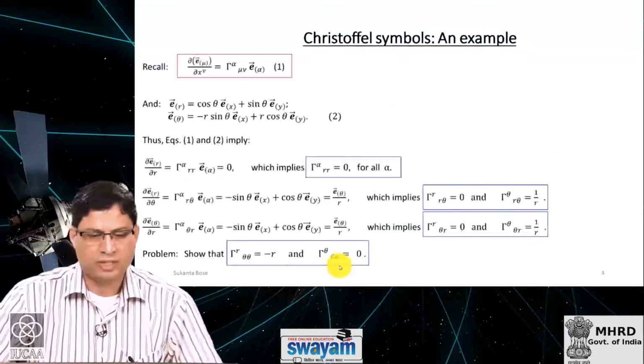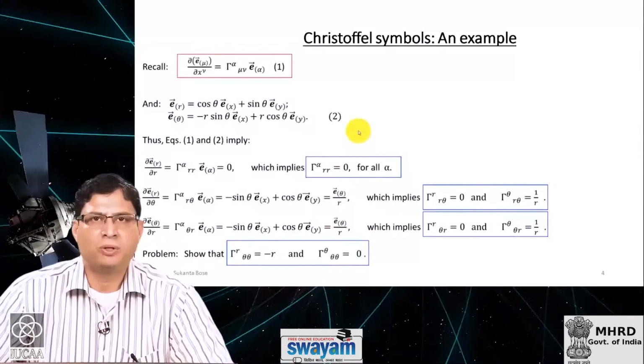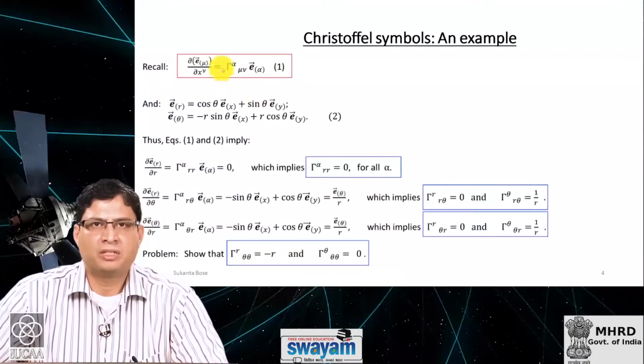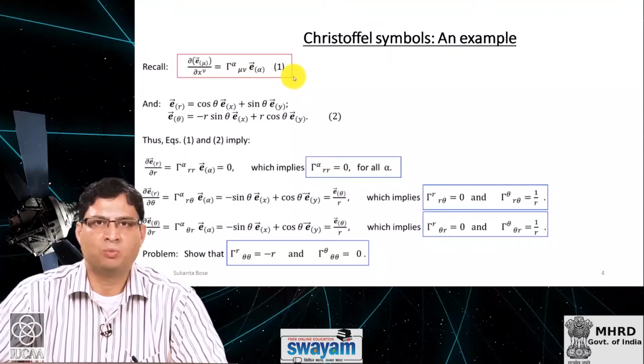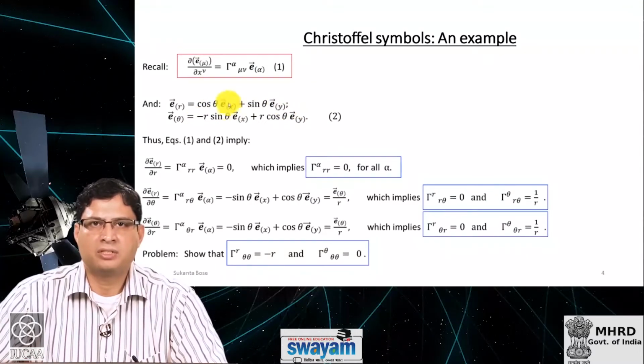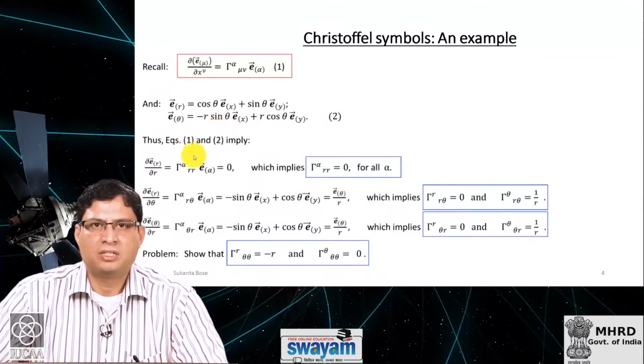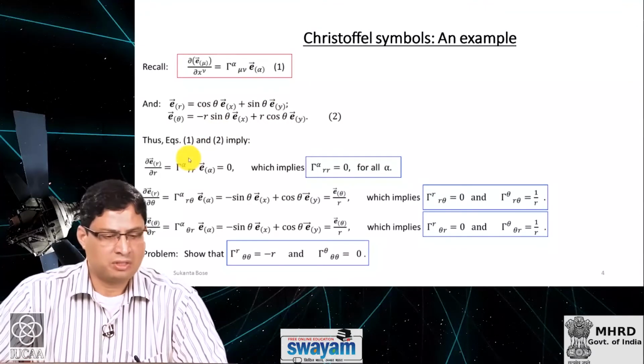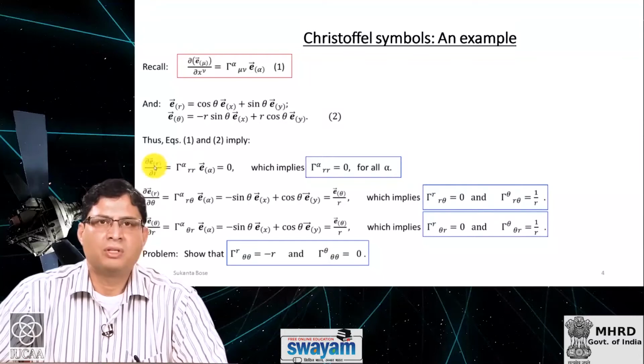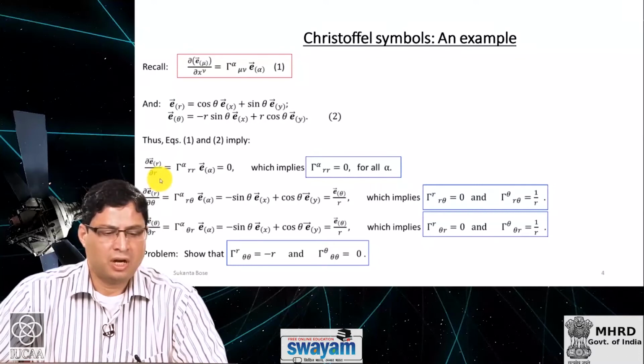So that is what we will illustrate in the following page. Once again, we recall that the derivative of the basis vector is expanded in terms of Christoffel symbols as shown in this new equation 1. From the previous page, we know Er and E theta in terms of Ex and Ey, whose directions and magnitudes are not changing. But for Er and E theta, they are changing. So as an example, let us first consider the derivative of the basis vector Er with respect to the radial coordinate. How do we infer this?